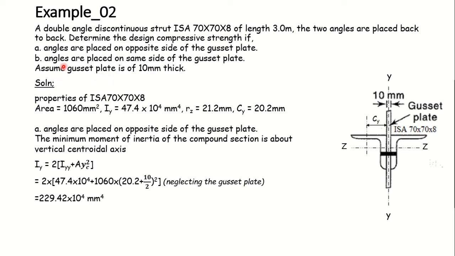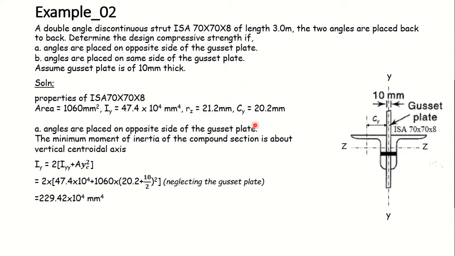Let us start with the first case here. Before that, we require the properties of ISA 70 by 70 by 8. We can take the properties from the steel table. For this single angle ISA 70 by 70 by 8, the cross sectional area is 1060 mm square. Moment of inertia about the y-axis is 47.4 into 10 raised to 4 mm raised to 4. This will be the same about the z-axis because this is an equal angle section. The radius of gyration is 21.2 mm, rz as well as ry.